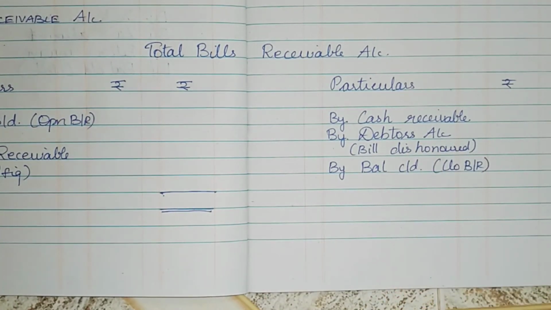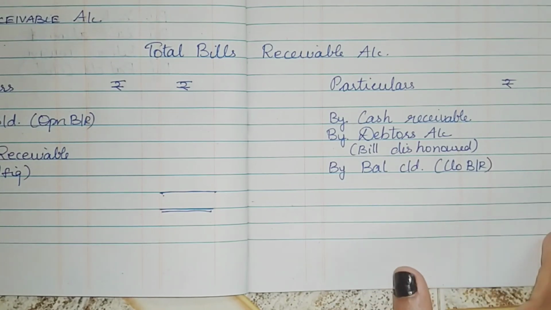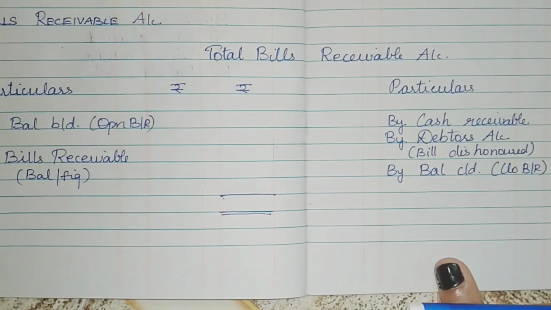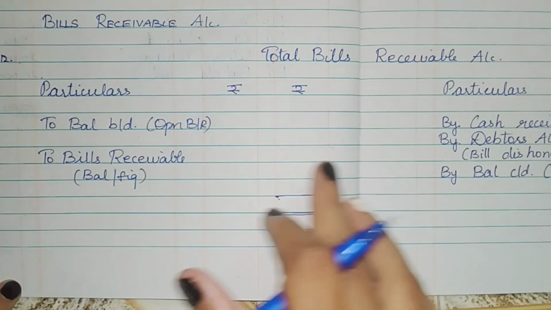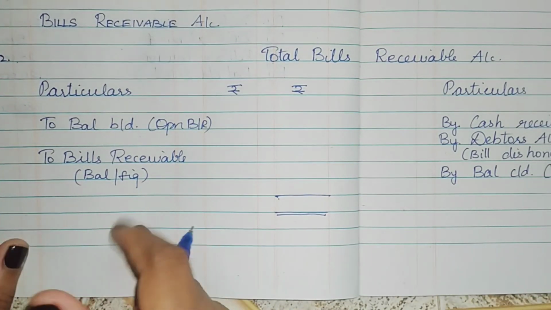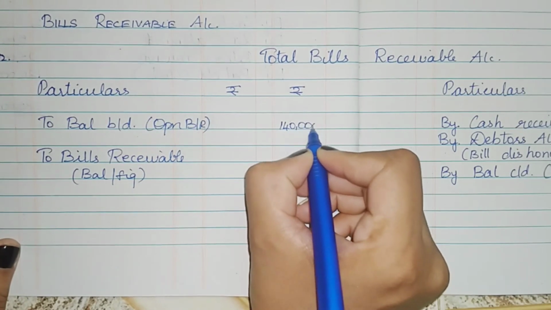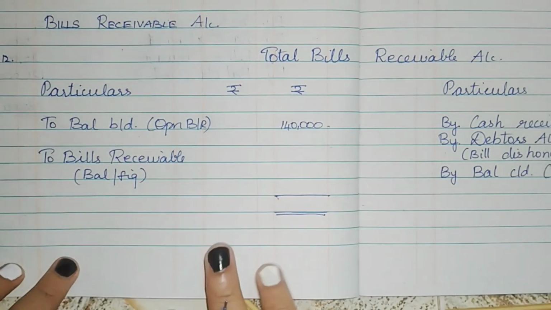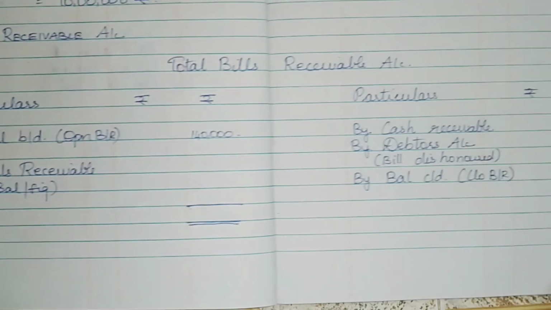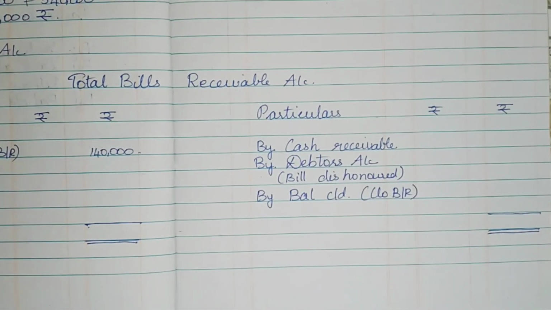So the next step, we are going to fill in the details of the bills receivable account. So the first item is bills receivable at the beginning of the year. So that moves to the debit side. 1,40,000. So the opening balance of the bills receivable account is given there. Apart from this, we do not have anything to do with the debit side. So I just move on to the credit side to fill in the rest of the items.